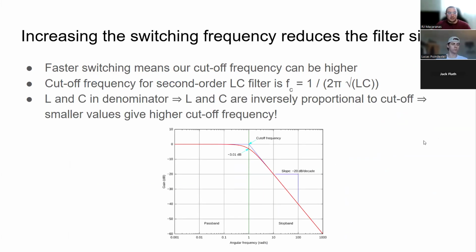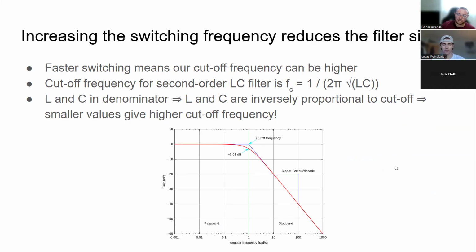All right. So as we increase the switching frequency, this will reduce the filter size. And this has to do with our cutoff frequency. The cutoff frequency describes the point at which we've gone 3 dB down from our unity gain value here. So 3 dB down, that's the half power point, right? So we've gone down half of the power, right?